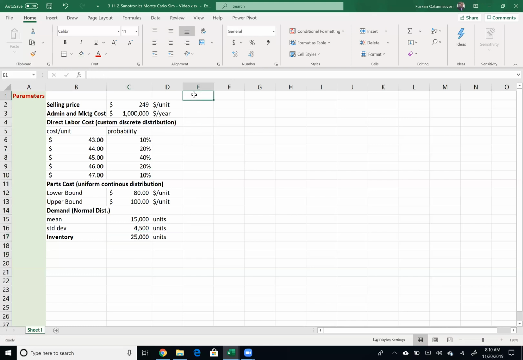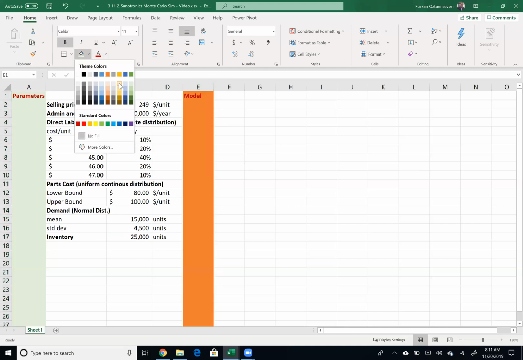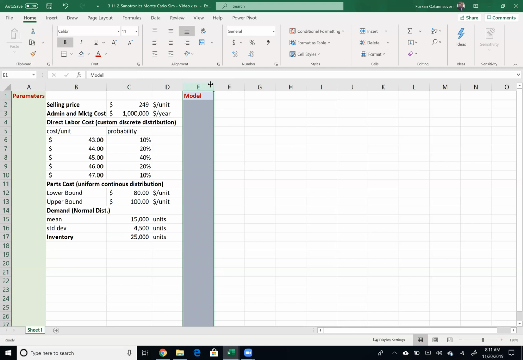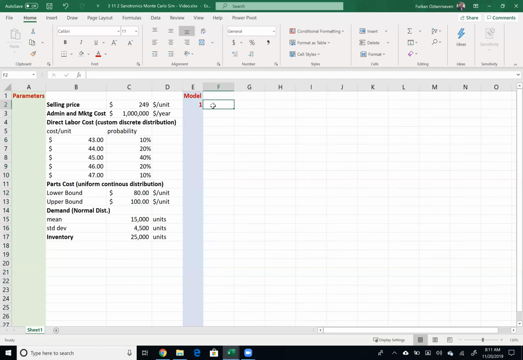Now I would like to build my model based on these parameters. So first thing first, I always ask myself, what is the objective? So the objective of this model is to maximize the profit. Why? Because if you look at the parameters that are given to us, we have a positive number here. What do I mean by positive?